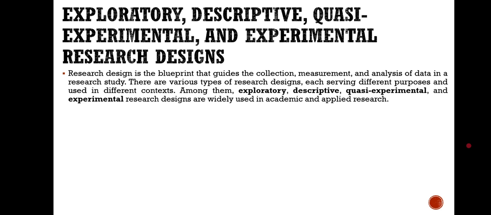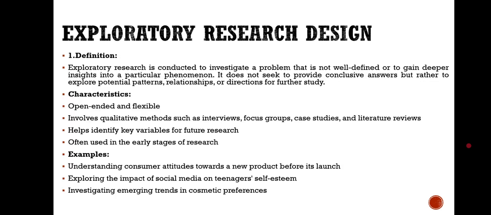So basically, there are various types of research design, each serving different purposes and uses in different contexts. Among them, there are three. First, we have exploratory, second, we have descriptive, and third, we have quasi-experimental and experimental research design, which are widely used in academic and applied research. So, let's understand these research designs thoroughly one by one.